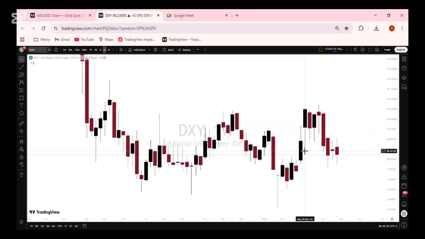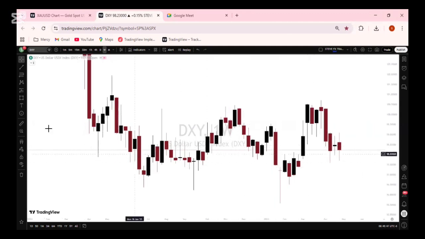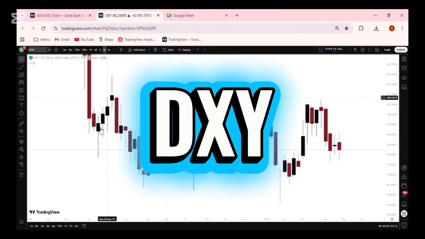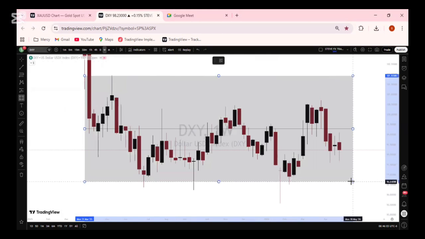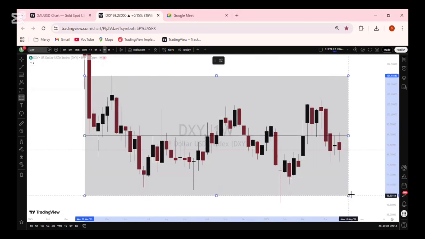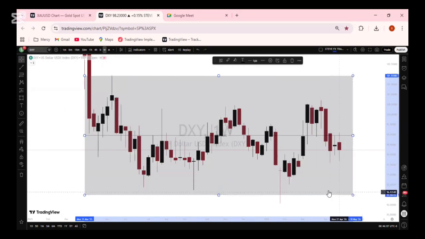So today we are going to be analyzing the charts for the coming week. To start with, we are going to analyze the DXY. Currently, if you look at the DXY, you can see that the market is not really giving us a clearer move.